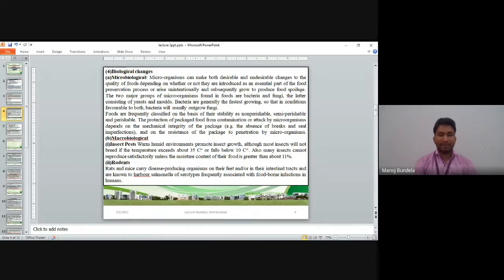Second one is rodents. Rodents, means rats and mice, carry disease-producing organisms on their feet or in their intestinal tract, and they are known to harbor salmonella of serotypes frequently associated with foodborne infections in human beings.